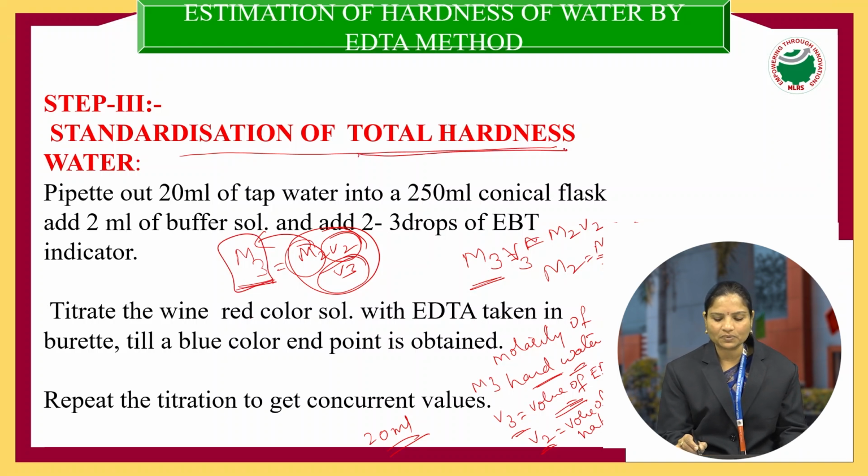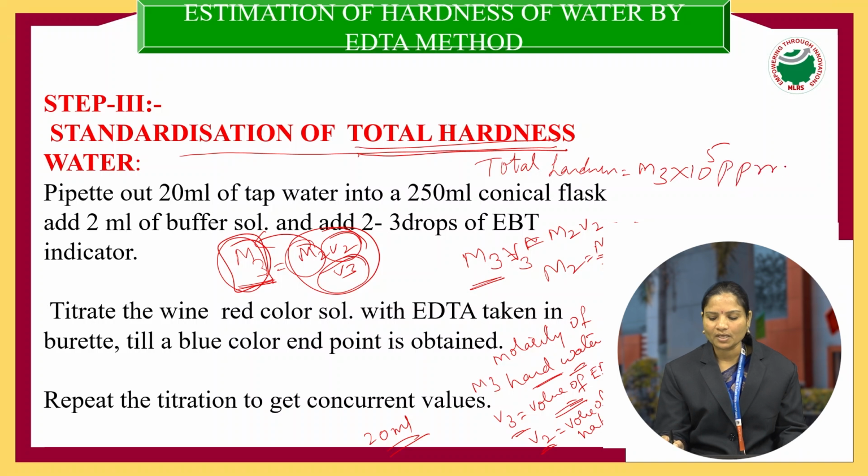But here in step 3, what is our aim? We have to find out the total hardness of water only. How do we find out the total hardness of water? From the M3 value. So what is the formula? Total hardness is equal to M3 into 10 power 5 ppm. We already found this M3. We multiply M3 with 10 power 5, and then we get the total hardness from step 3.